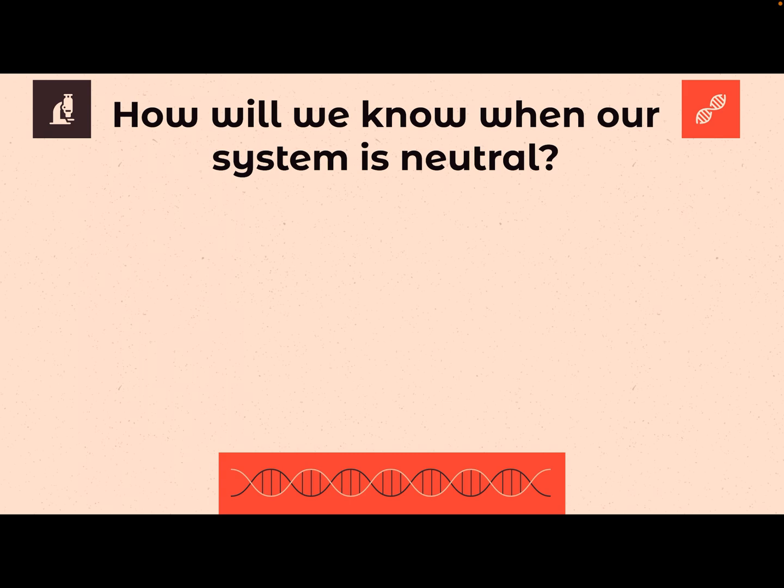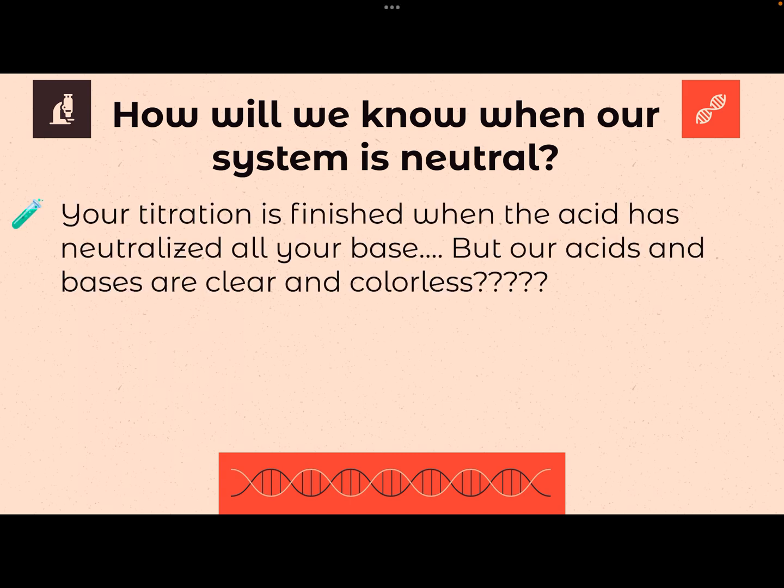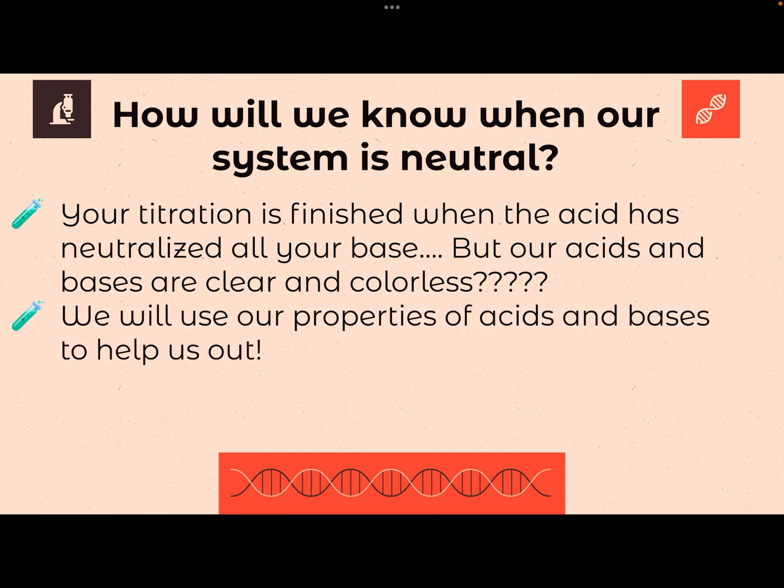Anyway, how will we know when our system is actually neutral? So you've reacted your acid with your base, you know you've made water. But here's the problem. Acids are clear and colorless pretty often. Bases are clear and colorless pretty often. So if you mix two things that are clear and colorless together, you're going to end up with something that's clear and colorless because water is also clear and colorless. So how the heck are you actually going to be able to figure out when you've reached this neutral point and you've made water? We're going to use our properties of acids and bases to help us out.